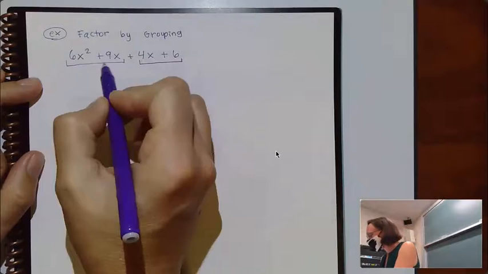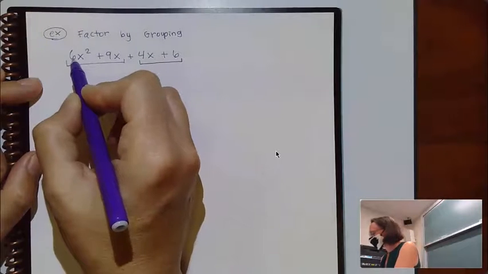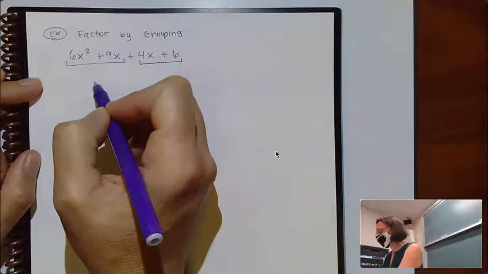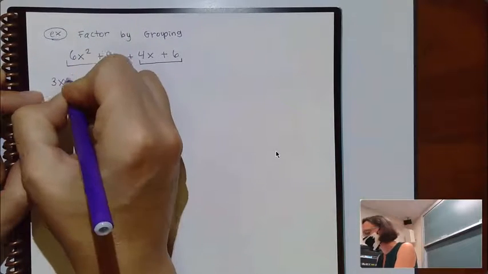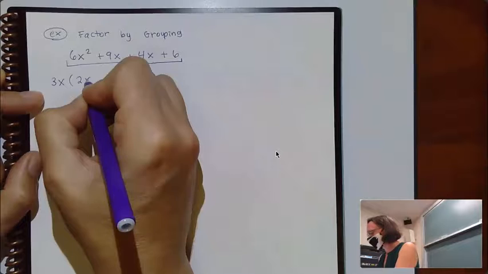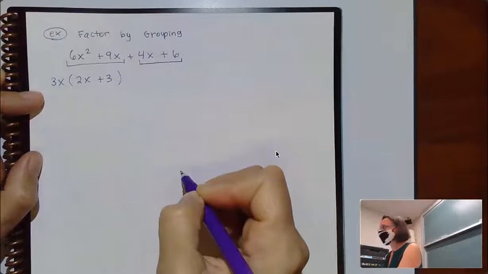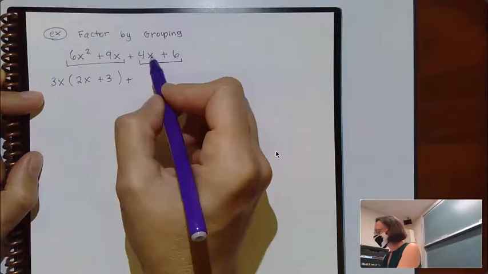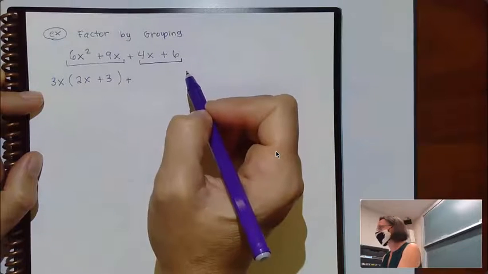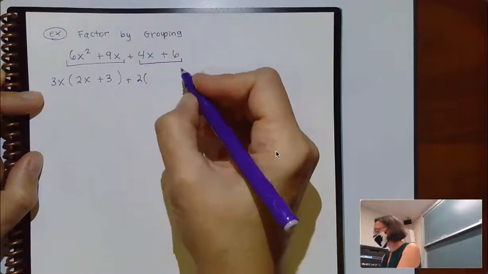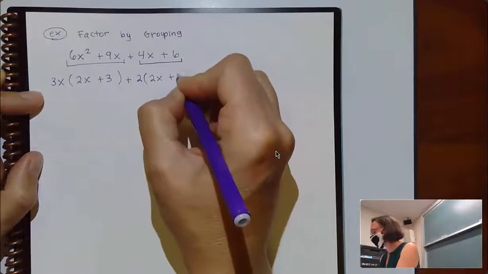So if I grab the greatest common factor here, 6 and 9, you can divide both of those by 3. So I would pull out 3x. And then what I'm left with is 2x plus 3. Well, when I look at my second group, 4x and 6, the only thing they have in common is 2. And when I pull that 2 out, I end up with 2x plus 3.